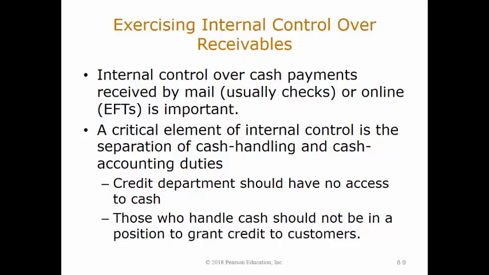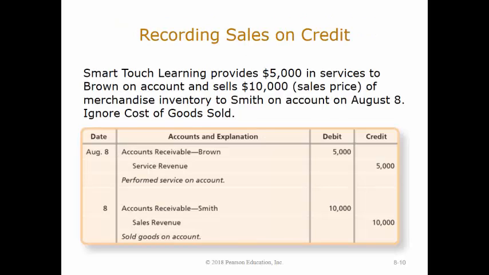credit to customers. If a credit department employee also handles cash, he or she could pocket money received from a customer. The employee could then label the customer's account as uncollectible, and the company would stop billing that customer. In this scenario, the employee may have uncovered his or her theft.